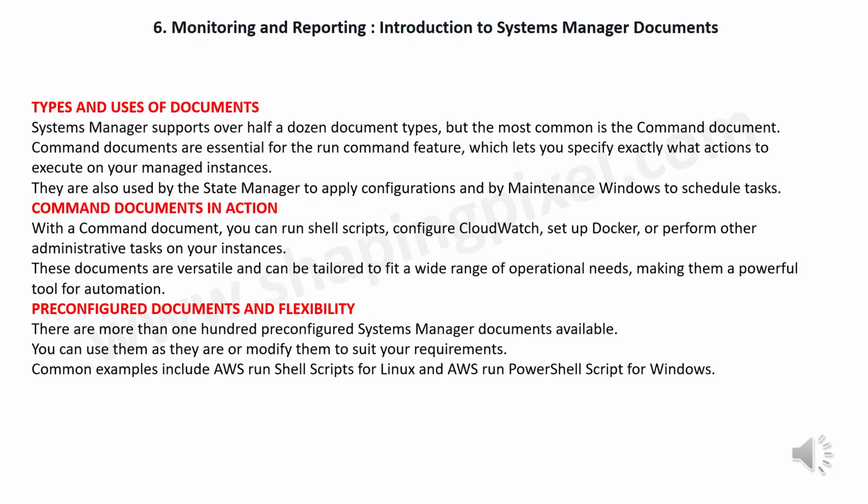Systems Manager documents are a key part of how AWS Systems Manager operates. These documents define the steps and parameters for actions you want to perform, and they are written in either JSON or YAML. They act as independent resources within the Systems Manager ecosystem.